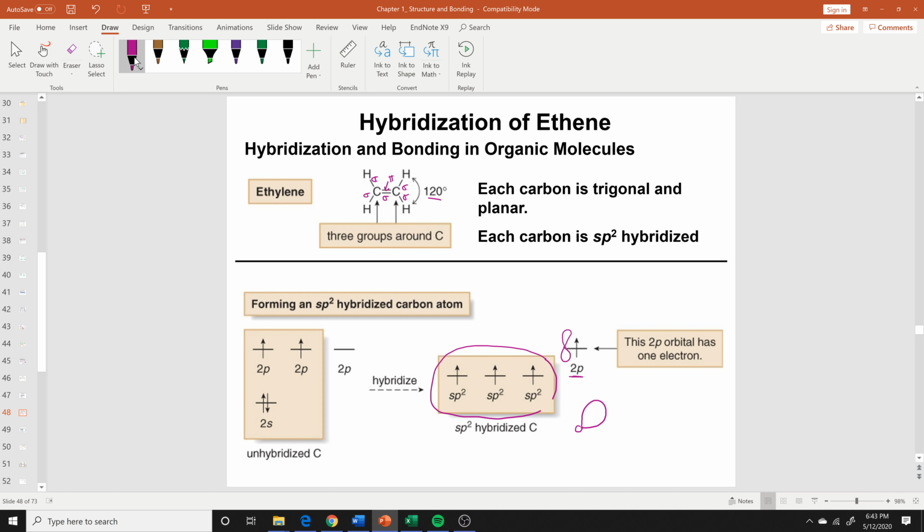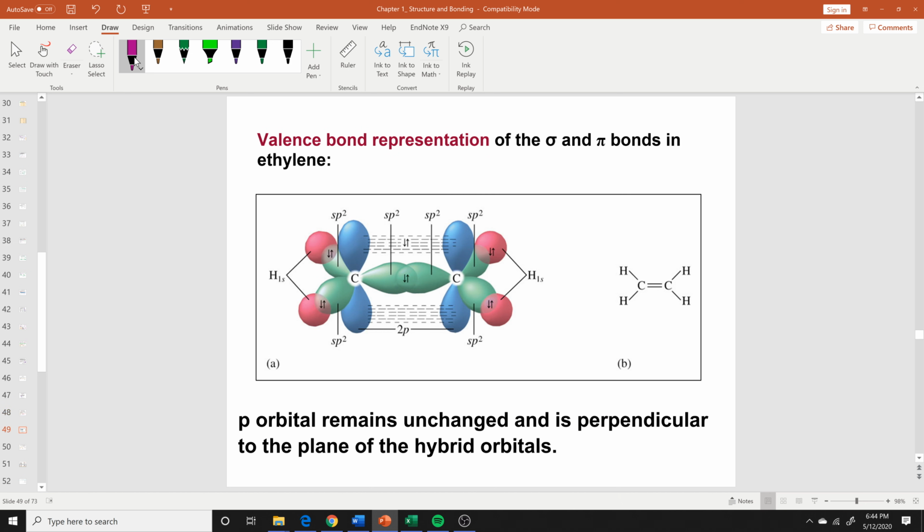Here I only need 1, 2, 3 hybrid orbitals. I don't need 4 because I have 3 groups around the carbon. So you choose the 3 hybrid orbitals and you leave 1 orbital non-hybridized. That is going to remain in the form of 2p. A pi bond is the overlap of p orbitals. When you have 2p orbitals overlapping with each other, this means that you are going to form a double bond.